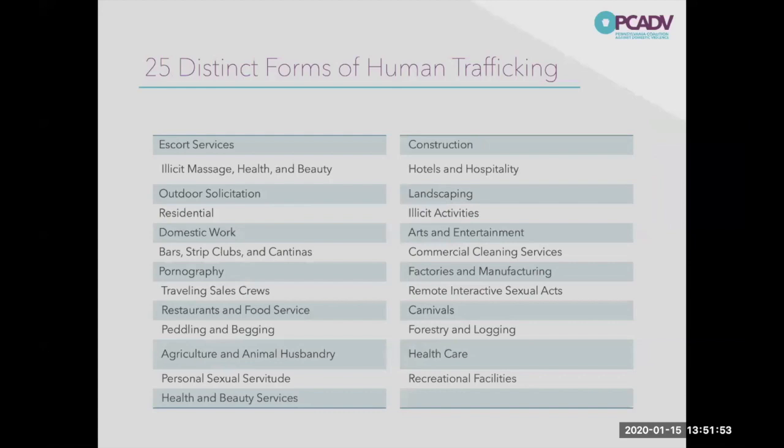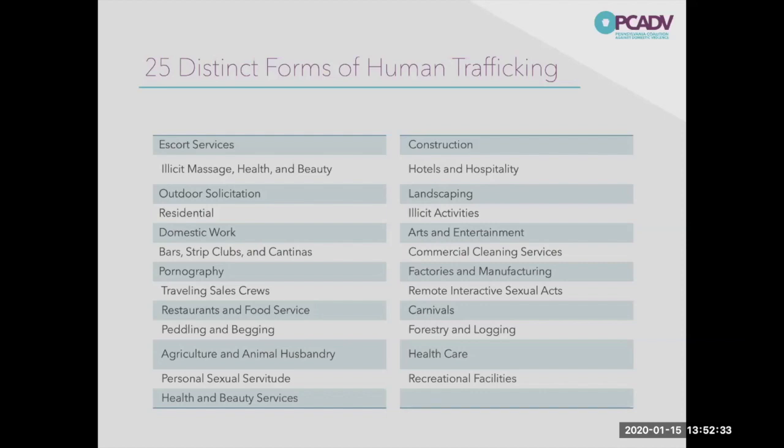Now, there are 25 distinct forms of human trafficking as identified by the Polaris Project and the National Human Trafficking Hotline. Obviously, these are not the only forms of human trafficking, but based on the research that they've been able to do and the people who have called into their hotline, they're starting to be able to make these different categories of human trafficking and places where we can find these different levels of trafficking and exploitation. I'm not going to read this list to you because you're staring at it while I'm talking.